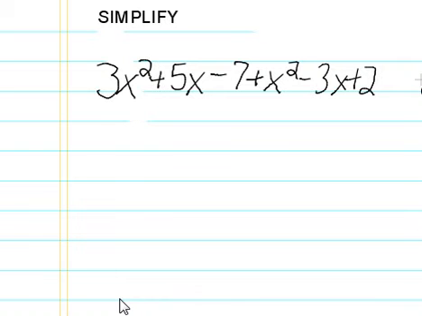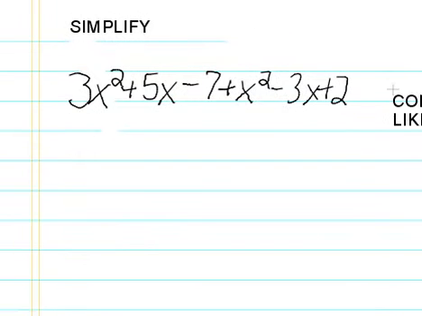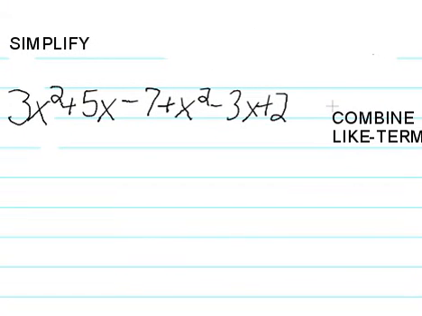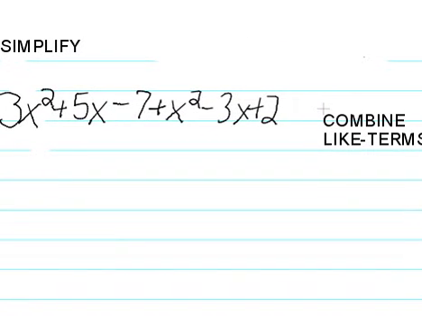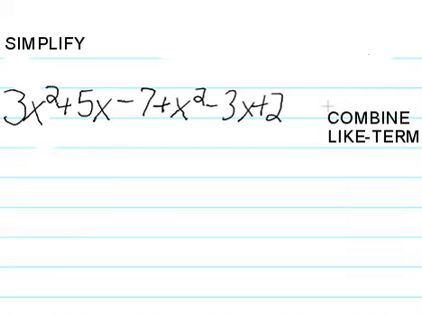Hello, in this example, the directions state to simplify the expression below. In order to simplify, we will combine like terms. Combining means add, like terms meaning terms that have the same variable. So, looking through here, a few things that we might want to identify.